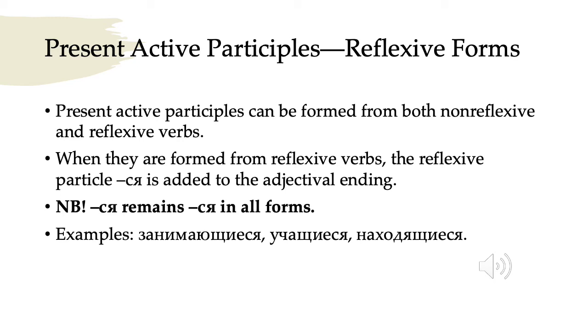So, for instance, we have занимающиеся, учащиеся, находящиеся. Note that in all three participles, we have a vowel, е, before the reflexive particle, but we still write it and say it as ся. Also, note the stress in the second conjugation verbs. So, учиться, они учатся, but учащиеся. Находиться, они находятся, but находящиеся. So that is how we form a present active participle from a reflexive verb.